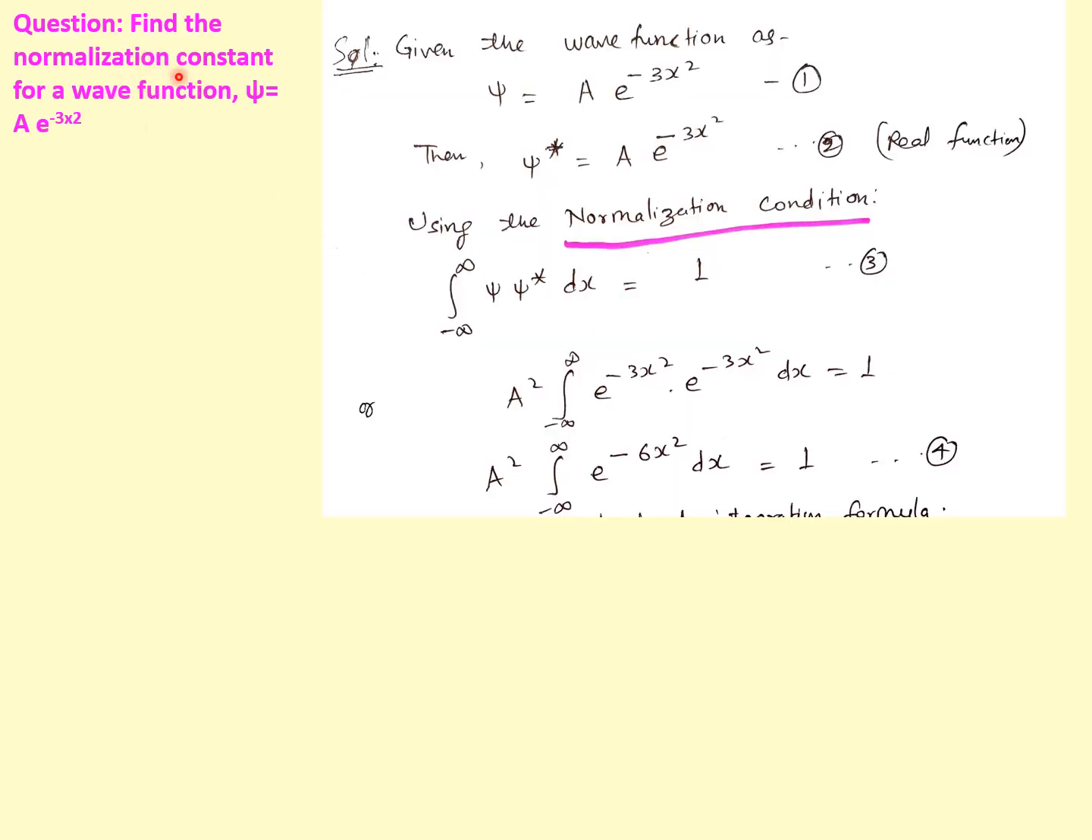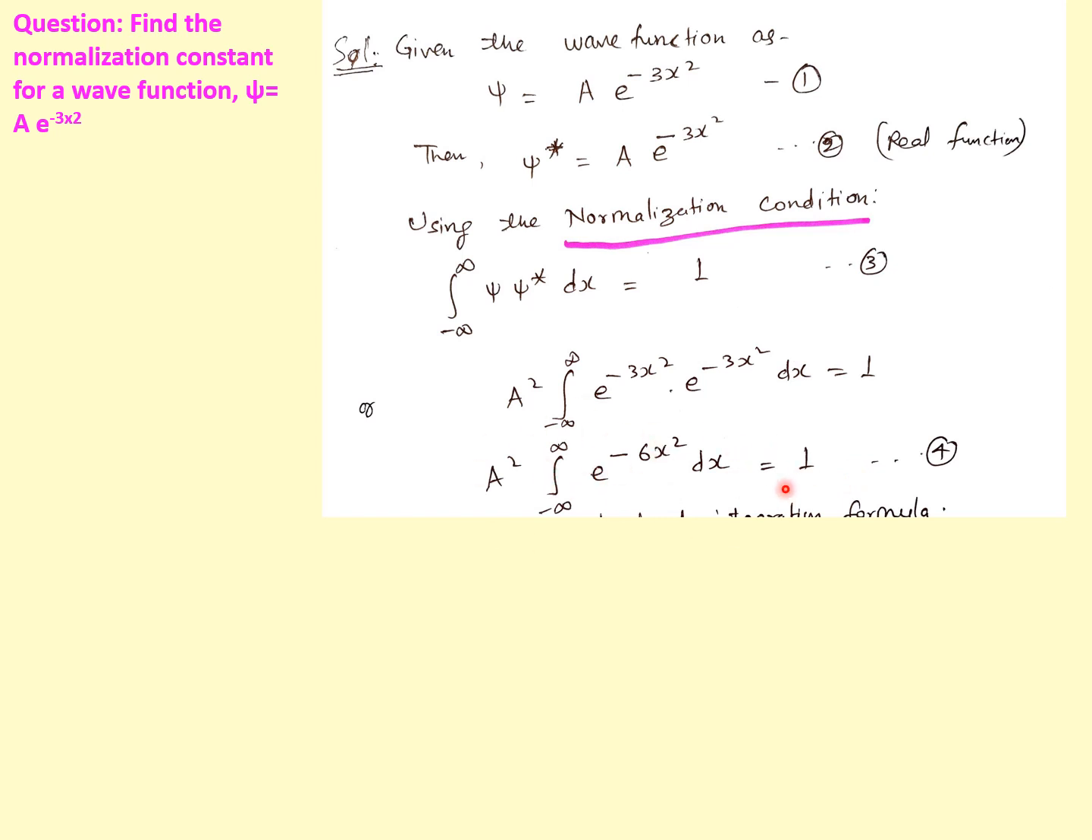Now we solve one example to find the normalization constant. If we have a function psi equal to a e raised to power minus 3x square, we have to find this coefficient a, the normalization coefficient. So we will use the normalization condition, the integral of psi star psi dx is equal to 1. The probability of finding the particle from minus infinity to plus infinity is 1. So we put the value of psi, a e raised to power minus 3x square. It is a real function, so we can take its square, since the complex conjugate of a real function is the same function. So a square e raised to power minus 3x square minus 3x square, which gives minus 6x square, dx equal to 1.